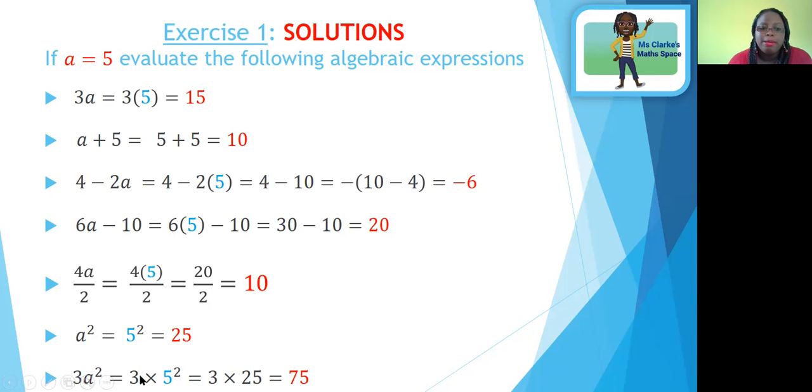3A squared is the same as saying 3 multiplied by A squared, which is 5 squared. We're now squaring 5. 5 squared means 5 multiplied by 5, which we know is 25. And then you do your multiplication second, after the squaring. So it'll be 3 multiplied by 25, which is 75.